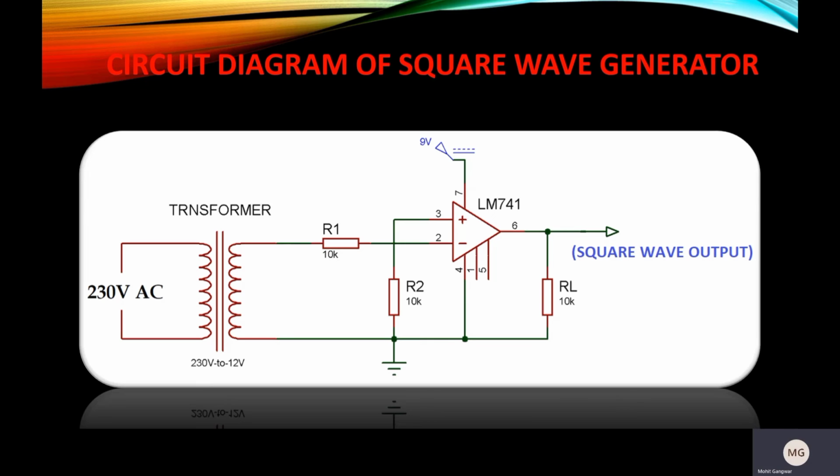Secondly, now consider the negative half cycle of the sine wave input. The voltage at the non-inverting end in this case becomes greater than the voltage at the inverting end, and so the output of the op-amp becomes high or at positive saturation, and hence in this case we will receive a positive voltage waveform. So this is how a square wave function is generated using a single op-amp.